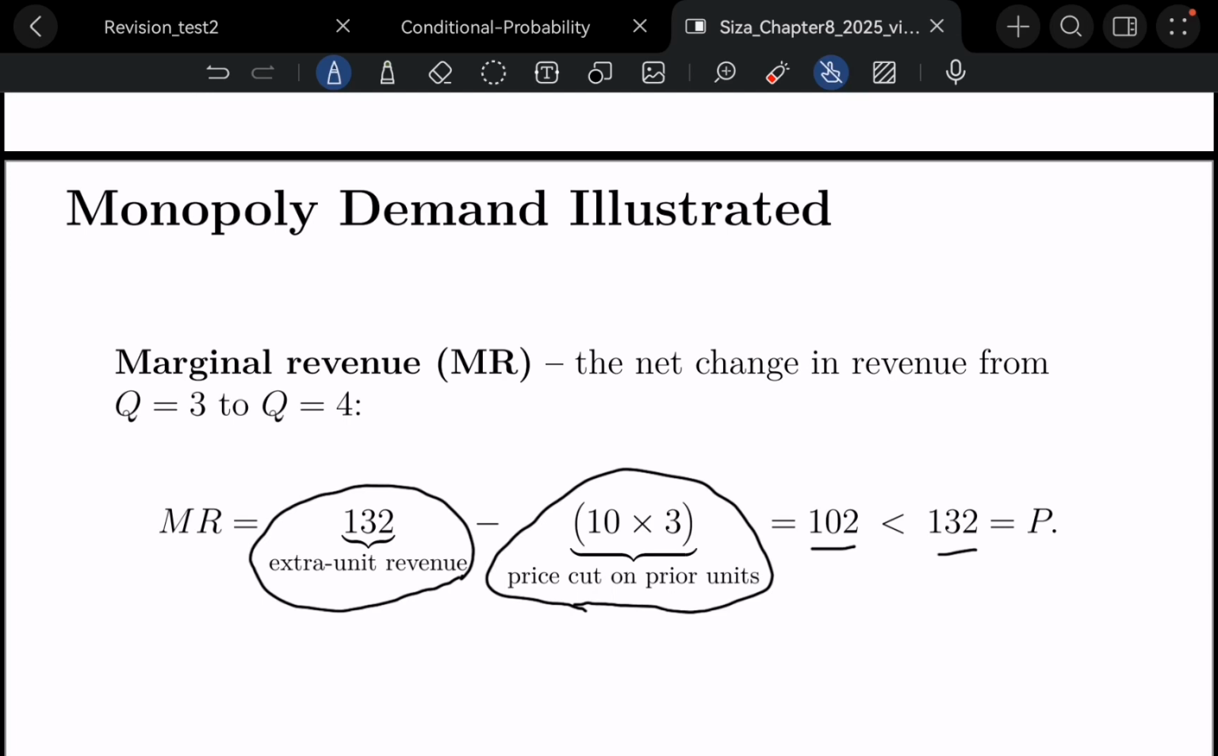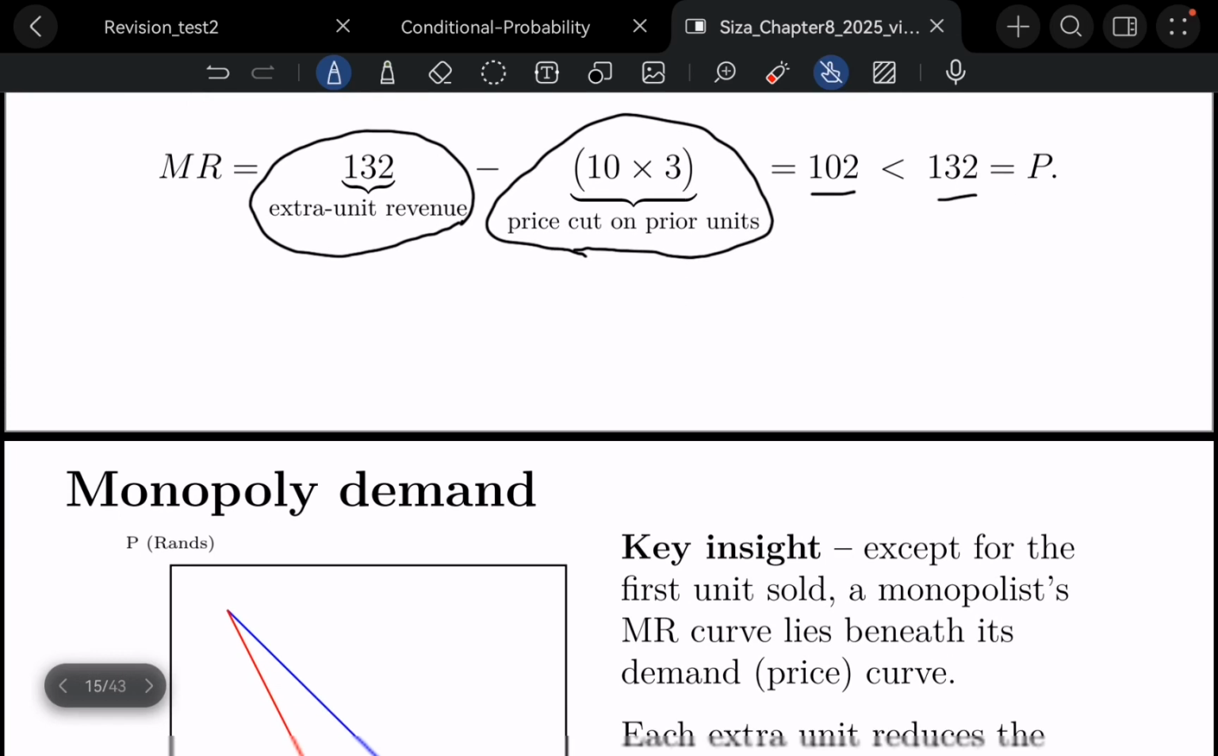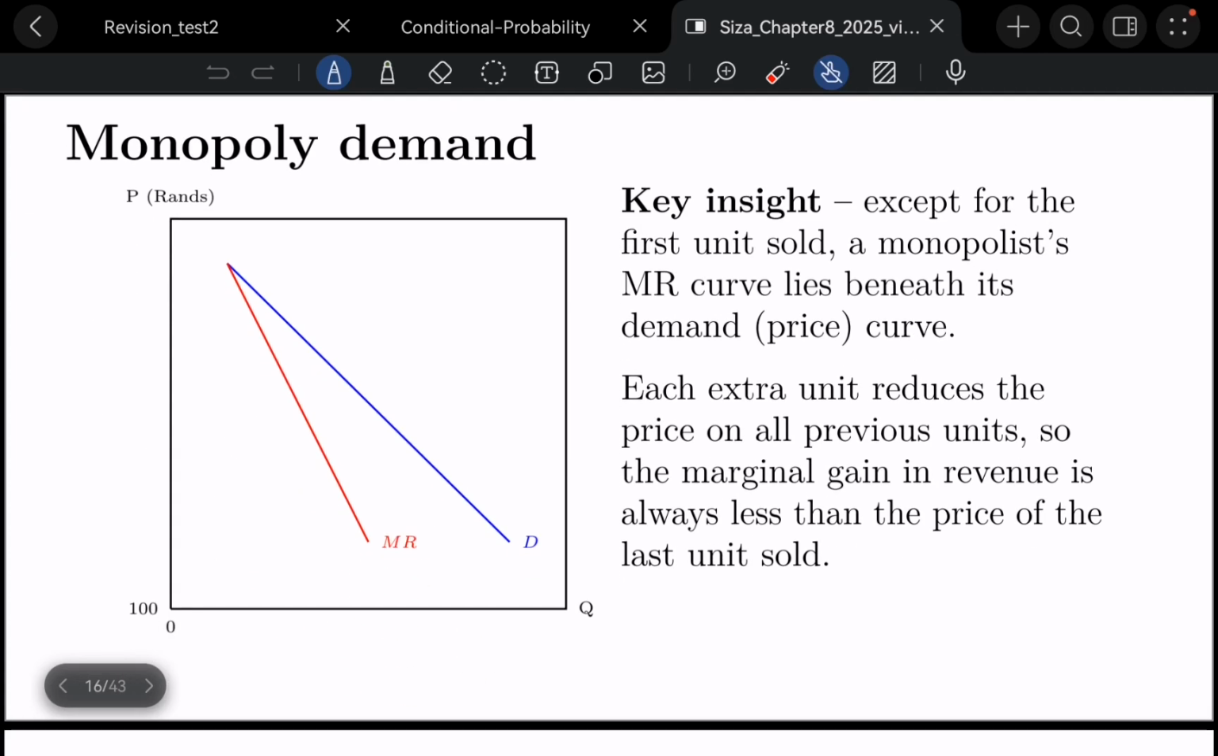So the marginal revenue, except for the first unit sold, will always be less than the price. So we can actually see this here, where this is the first unit sold. This is the point where the first unit will be sold.